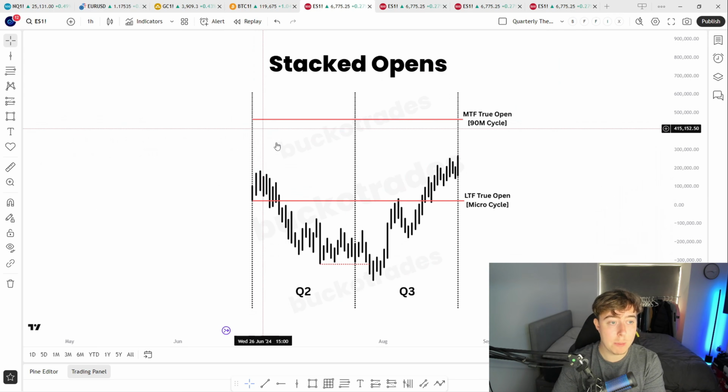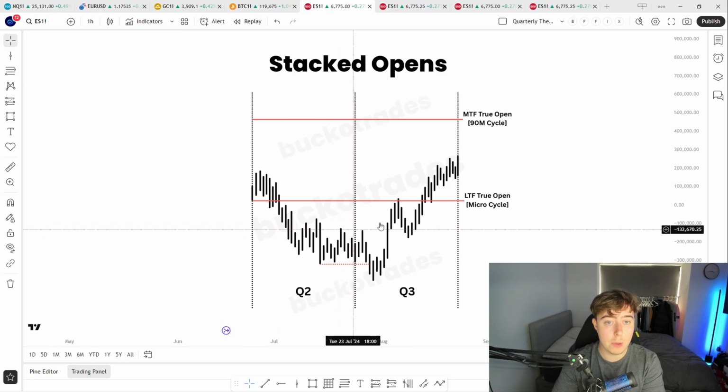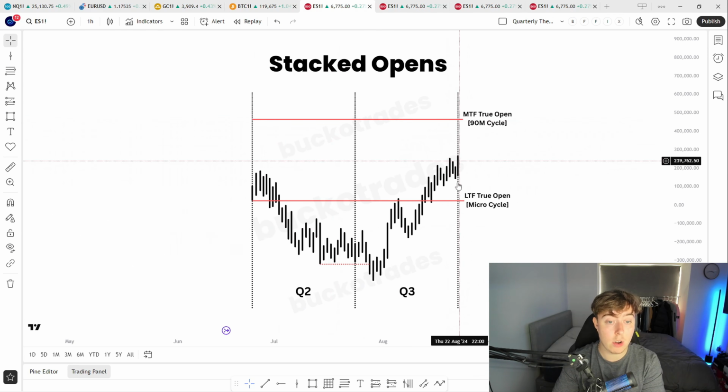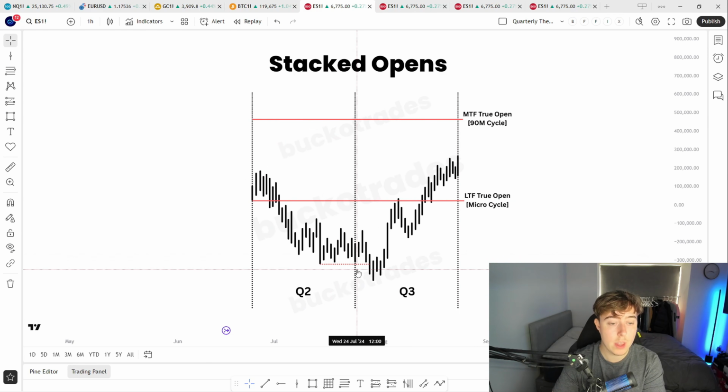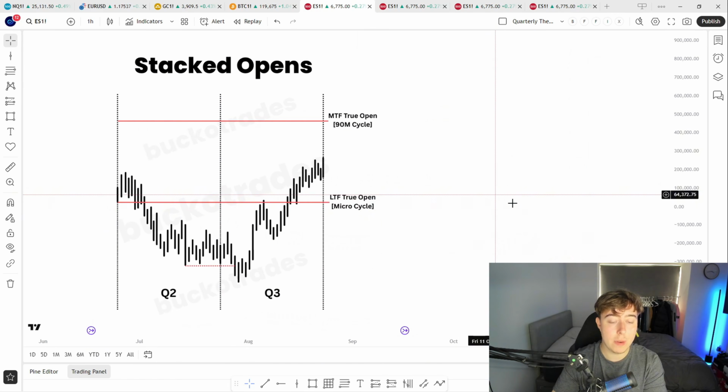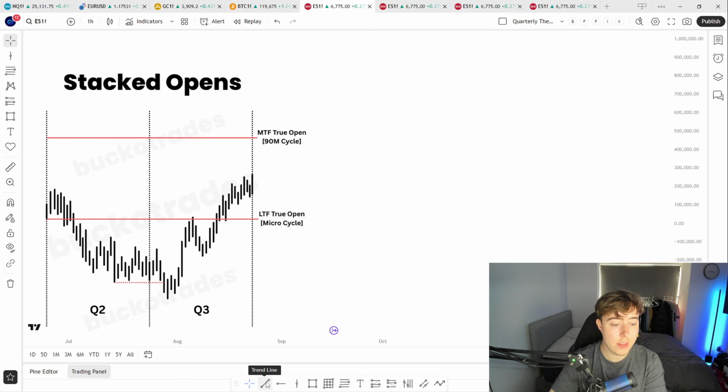And once price dips below both of the stacked opens, so below the 90-minute cycle and below the true micro session open, then you'll find a very high probable setup, very high probability for a reversal to take place, okay? And then if we're looking for a bearish stacked open setup, it would be something like this.